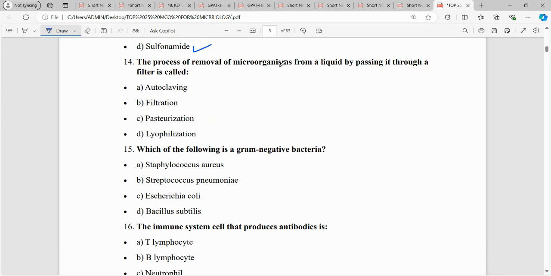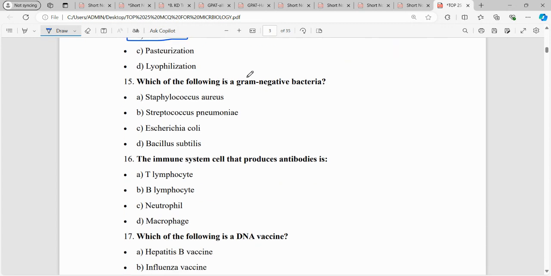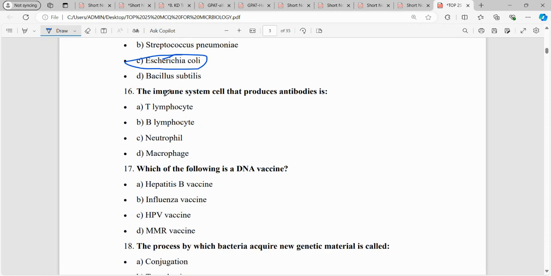The process of removing microorganisms from a liquid by passing it through a filter. So pasteurization, though it is for milk, is not a membrane process, it is done at temperature. Autoclaving also, there is a machine, the autoclave. Right? Filtration you may do using a membrane filter of a definite pore size. Then we have, which of the following is gram negative? So E. coli is an example of gram negative, the rest are all gram positive bacteria.